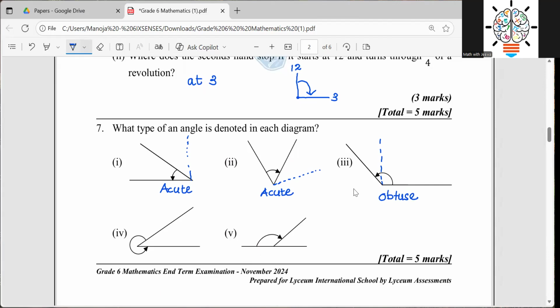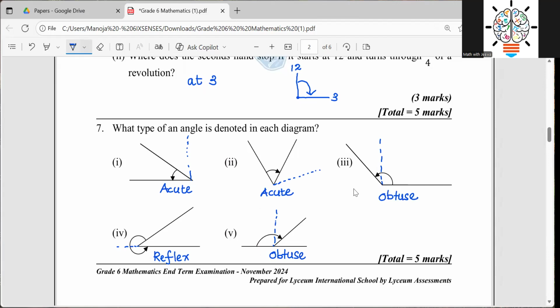And you can see this is more than 180. Therefore, it is a reflex angle. And this one, you want to look at the marked angle, right? So this is an obtuse angle. Okay. So you always want to have an idea when they have given this kind of thing.